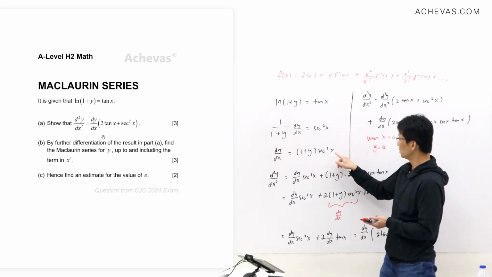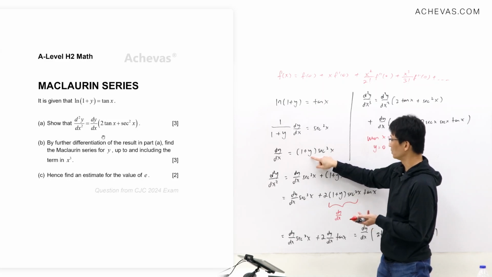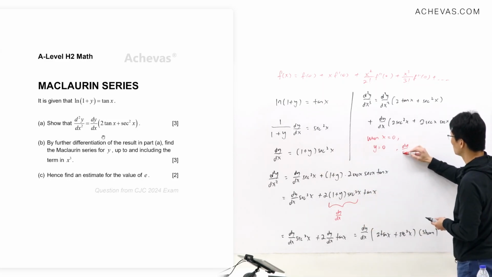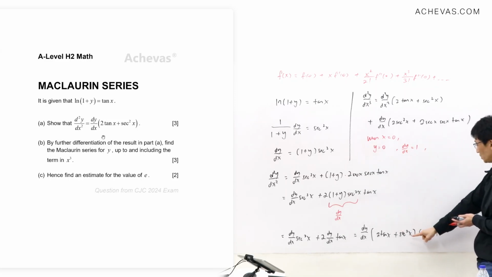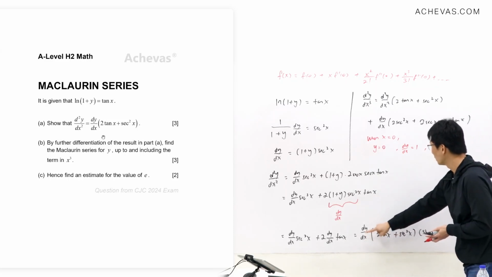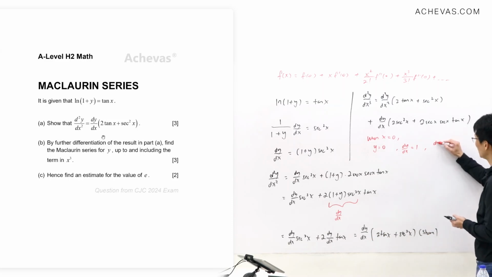So maybe when x equal to 0, secant square 0 is 1. This is the value when y is 0, when x equal to 0. So I will get dy dx equal to 1. Okay, now let's look at my d square y over dx square. So when x equal to 0, this is actually 1, this is 0. And this is the value of dy dx when x equal to 0, so it happen to be 1. So my d square y over dx square, I will get equal to 1.